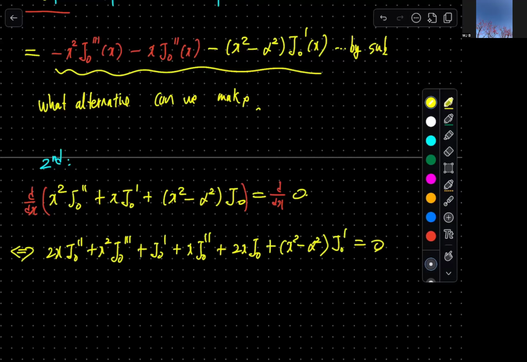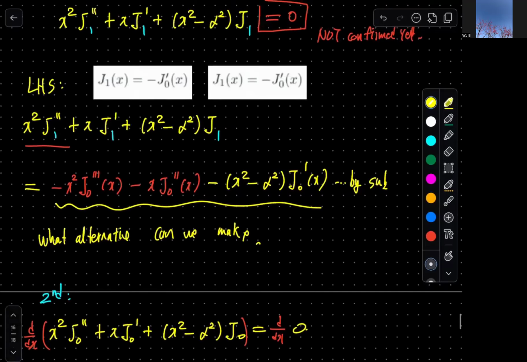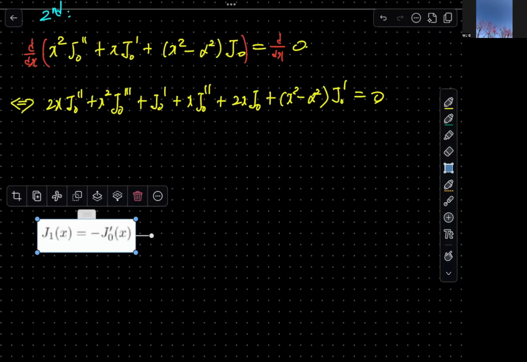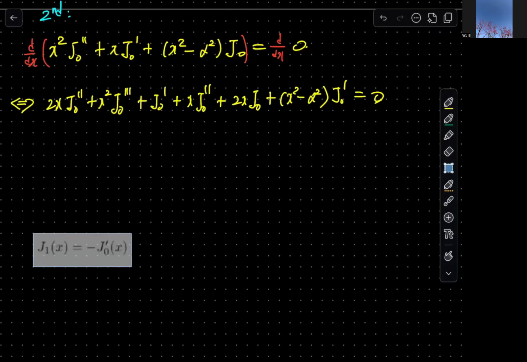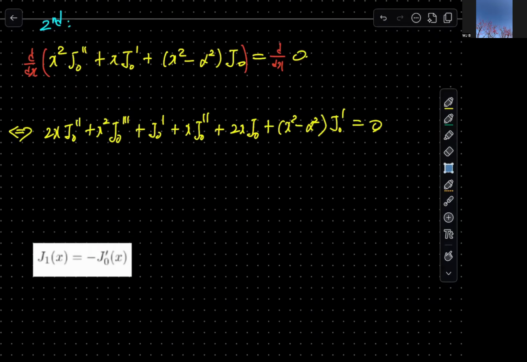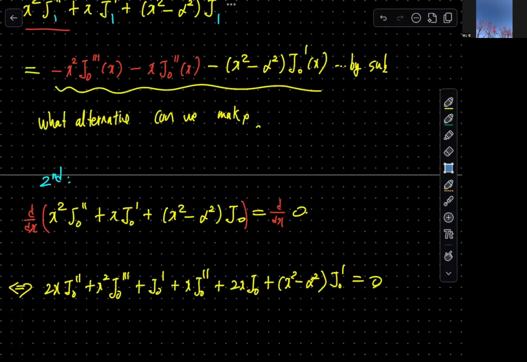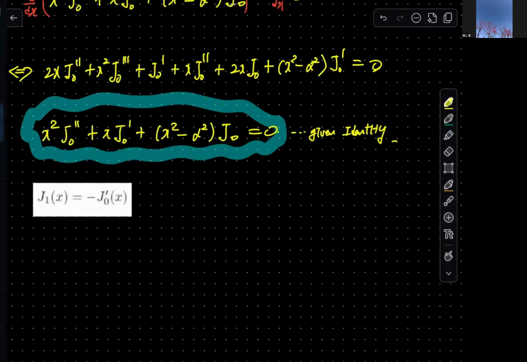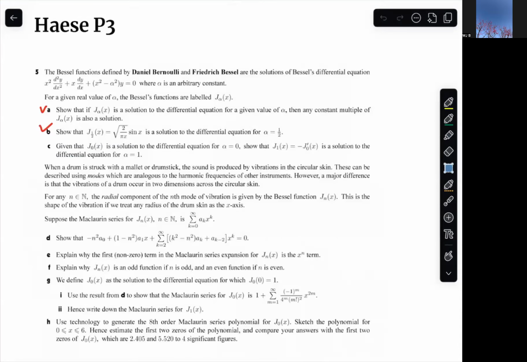But of course, at the moment, I don't like it because the whole point of doing this is so that I have expression of J1. And to do so, what you can do is to use this identity. Well, however, I think it's always the best if you can simplify, right? How can we simplify? And also remember, this was given, right? We were given this.